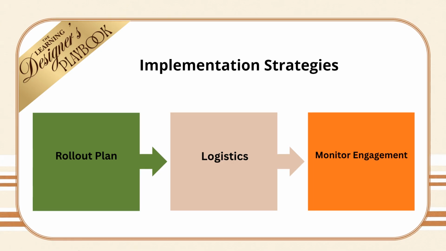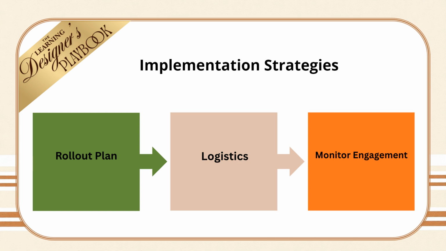Implementation turns your curriculum plan into action. Start with a detailed rollout plan covering schedule, resources, and participant communication. Assign instructors or facilitators to each module and provide training if necessary. Ensure all technology platforms and tools are functional and tested. Communicate clearly with learners about expectations, timelines, and outcomes.